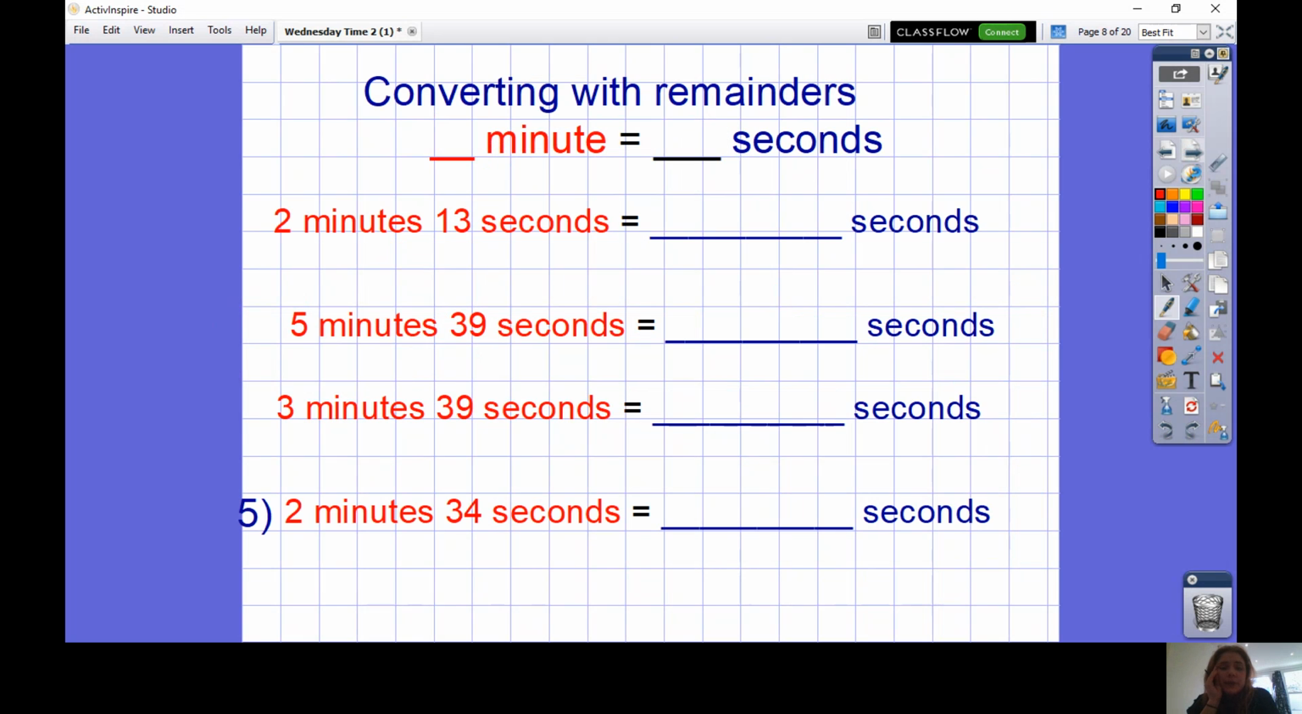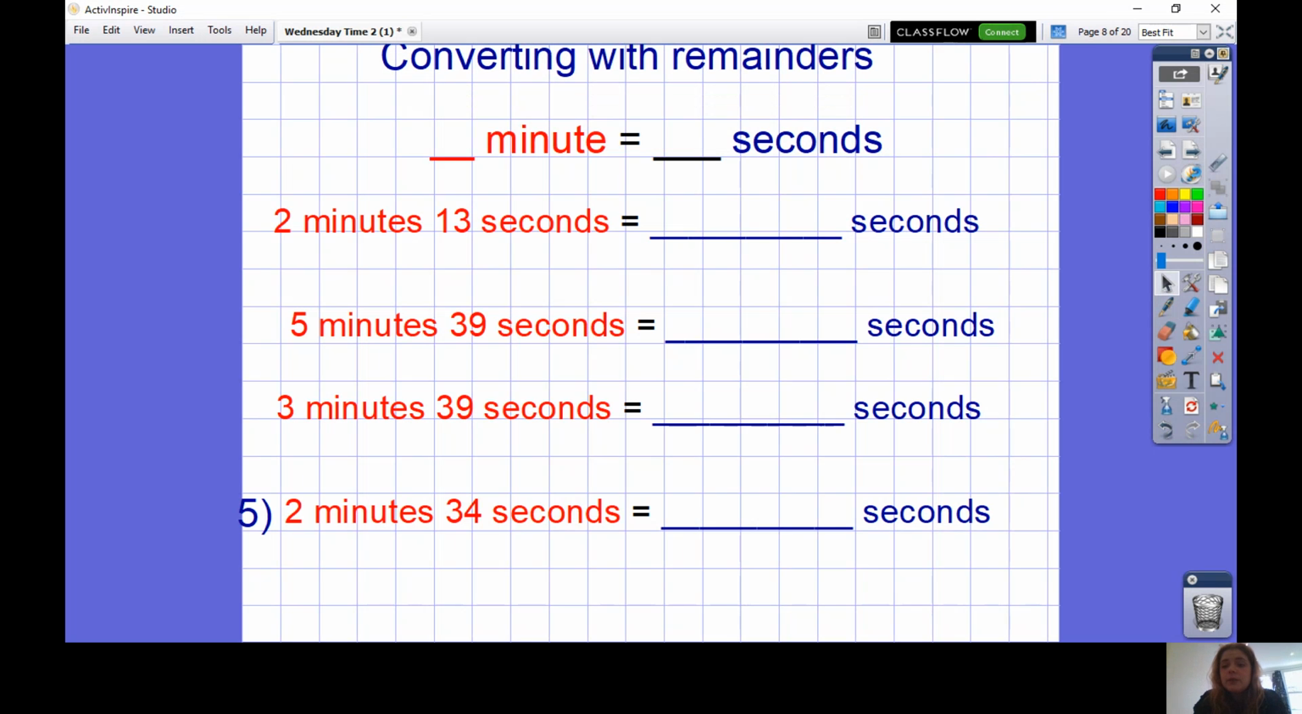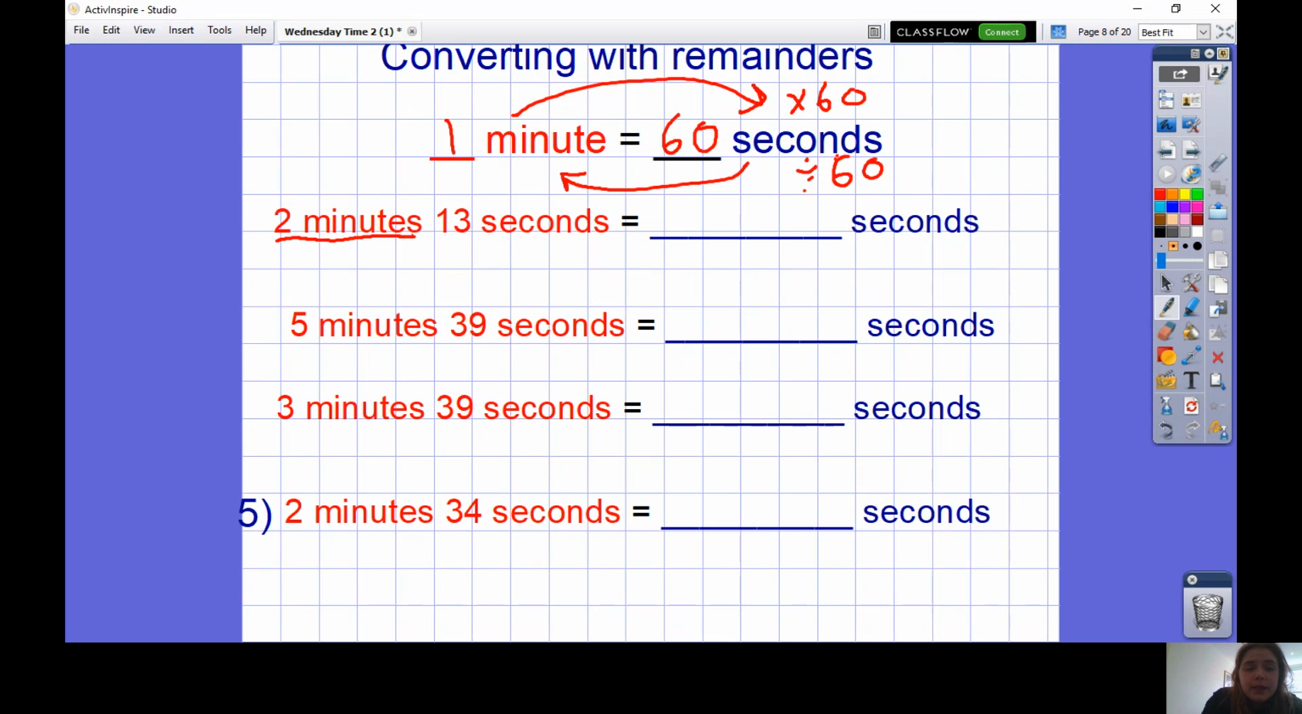We're now going to see what happens when you're converting with a remainder. It's exactly the same skills. You're just going to have to do a second section. So reminding yourself, 1 minute is 60 seconds. To get from minutes to seconds, I'm having to times, and to get from seconds to minutes, I will divide. Okay, I'm going to do 3 examples of this because it's a little bit more complicated, and then you're going to do number 5.